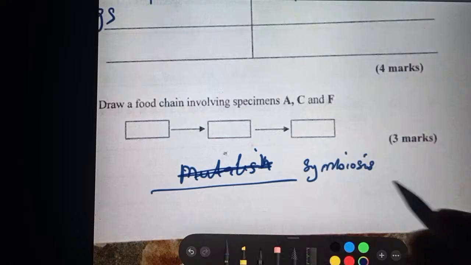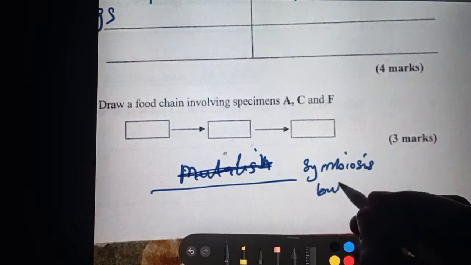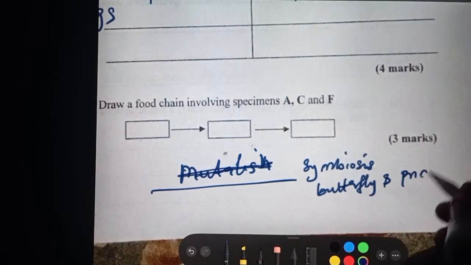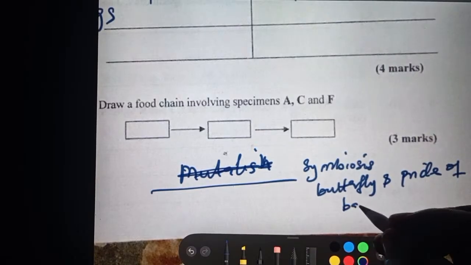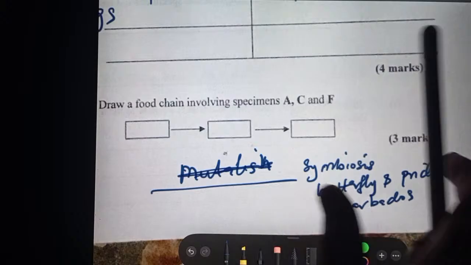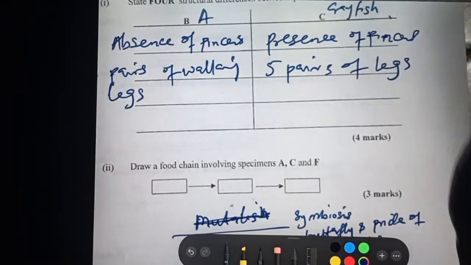But mutualism is whereby two organisms both benefit from each other. So butterfly and the pride of Barbados exhibit it. Why? The butterfly is the agent of pollination. It transfers pollen grain from anther to stigma to help it pollinate. Then the pride of Barbados provides nectar, a source of food. So if you scratch my back, I scratch your back. But food chain, I can't see the possibility of food chain coming out because I don't see a link between the two specimen. All right.